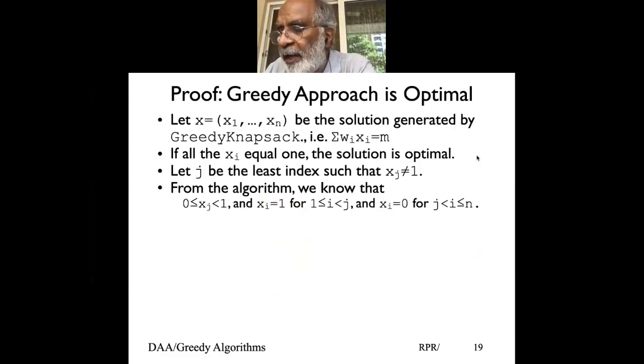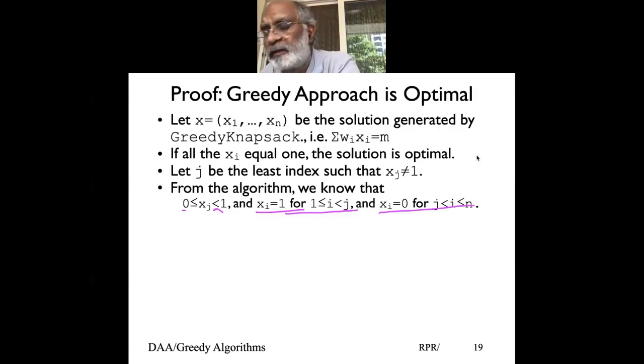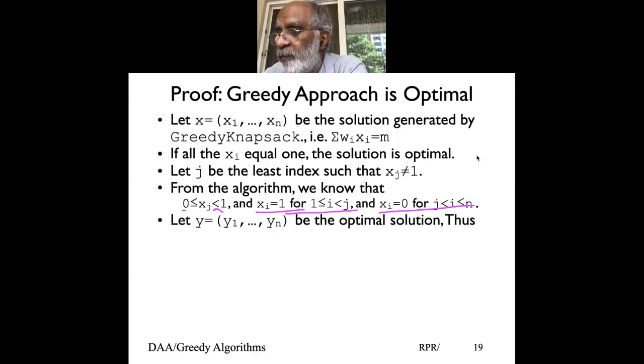So for all i less than j, xi is 1. For the jth item, xj is greater than or equal to 0 but less than 1, and for all remaining items greater than j, xi is 0. This is my solution obtained by my greedy approach. And consider there's an optimal solution which gives me y1 to yn. Some may be more, some may be less. That doesn't really matter.